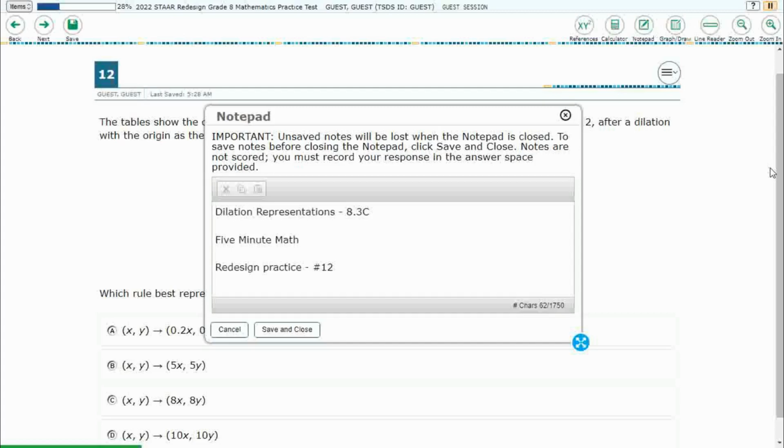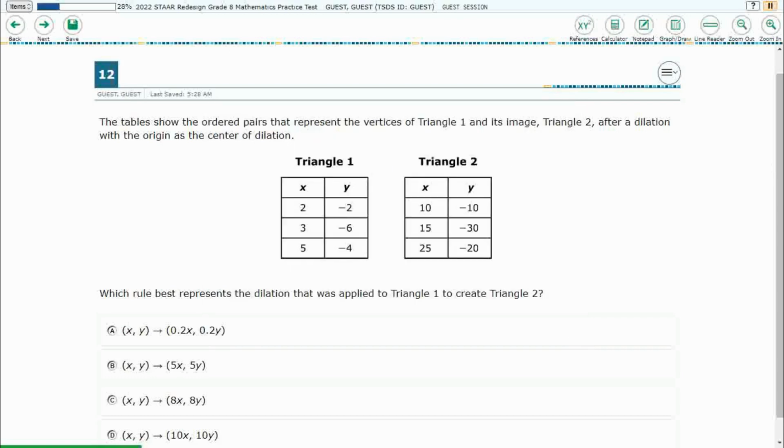Today we are looking at the 8th grade concept of dilation representations. This is standard 8.3c in the great state of Texas, and we are using item number 12 of the Redesign Practice Online STAAR test. If you haven't done so already, please go ahead and take a moment to pause the video, work this problem out on your own, unpause it, and we will look at our answers together.